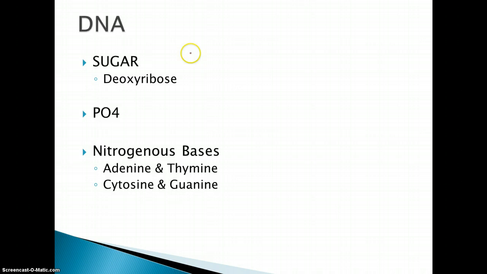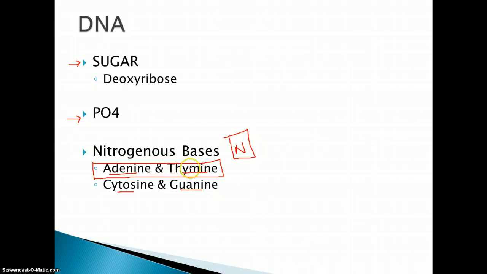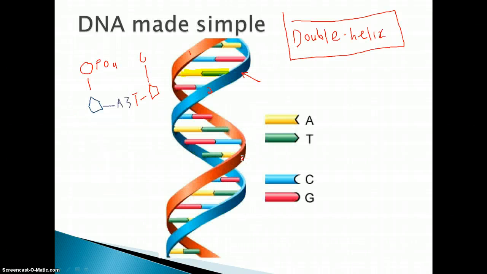It has three main parts: a sugar, a phosphate, and nitrogenous bases. What this means is that DNA contains tiny molecules within its structure made out of nitrogen, one of the basic compounds in life. And here are the four names: adenine, thymine, cytosine, and guanine. And they're in this order because they match up like this. Adenine always goes with thymine, cytosine always goes with guanine, and this will make better sense in diagram form.